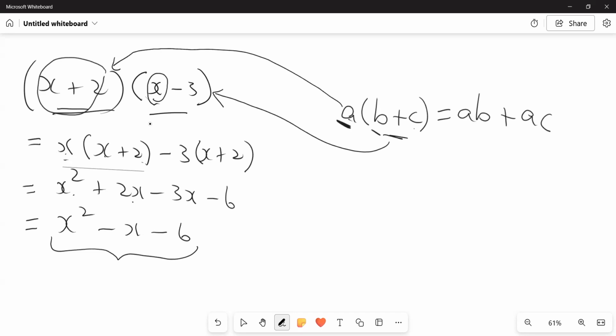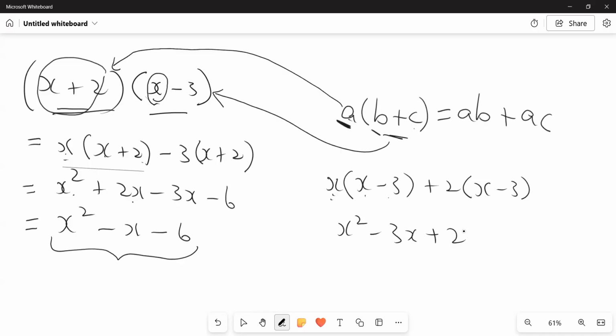If this is confusing you, you could also write this as x times x minus 3 plus 2 times x minus 3. It's the same thing. x by x, you get x squared. x by minus 3, you get minus 3x. Plus 2x minus 6. And you end up with the same thing, x squared minus x minus 6.